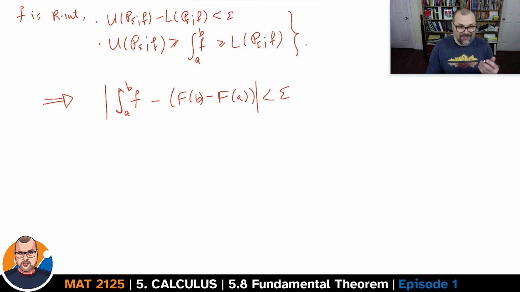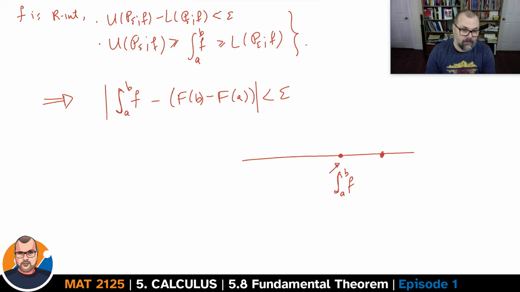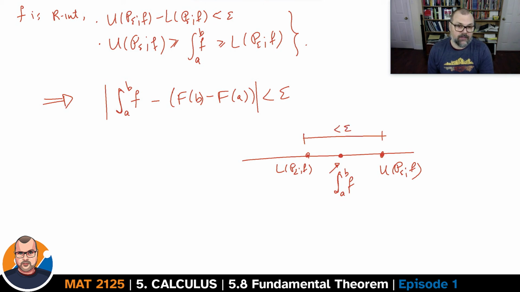How do we know that this is the case? Think about it, right? So here I am on the real axis. Perhaps this point here is the value numerically of the integral. This could be the numerical value of the upper sum, and perhaps this is the numerical value of the lower sum. Now we know that the distance between the upper sum and the lower sum is less than epsilon, so this is less than epsilon.